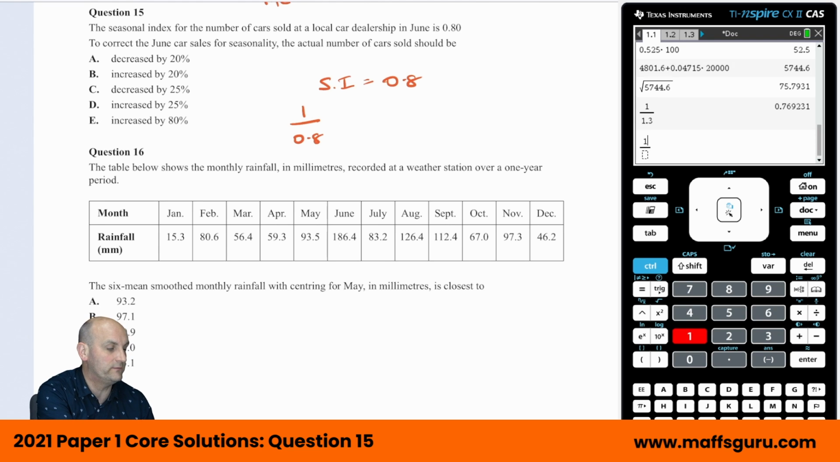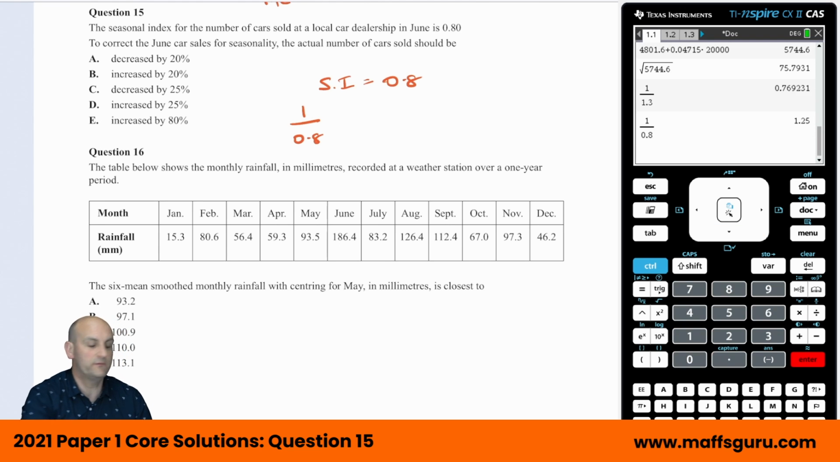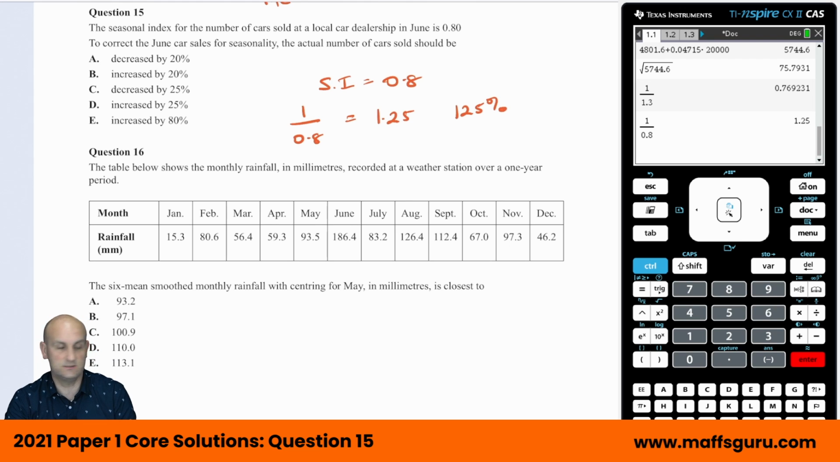So if I look at my calculator, 1 over 0.8 gives me 1.25. Now that's a decimal representation, which basically means it's 125% of my actual value. So what that tells me is that to correct for the June car sales for seasonality, I need to increase by 25%.